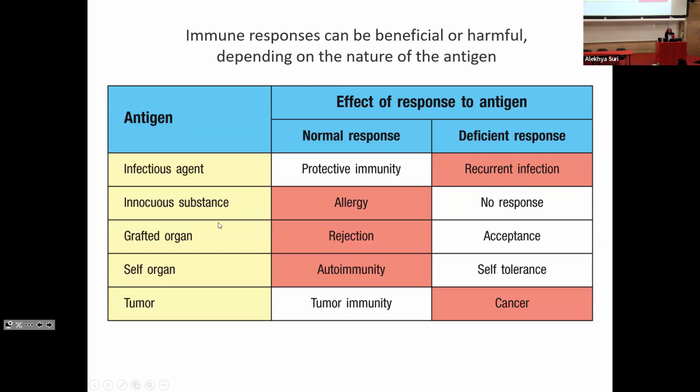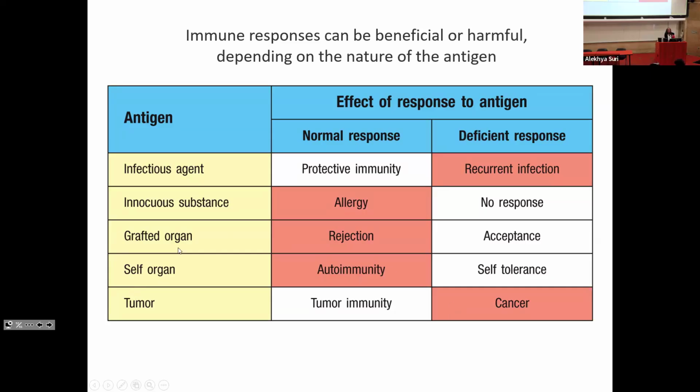But there are certain individuals who will make an immune response, particularly the IgE type of immune response, to innocuous substances like allergens. You don't need to make an immune response to pollen. Pollen's going to do nothing to you, but there are individuals who will mount a very strong IgE response to pollen. So these are responses that are not necessary and kind of harmful to the host.